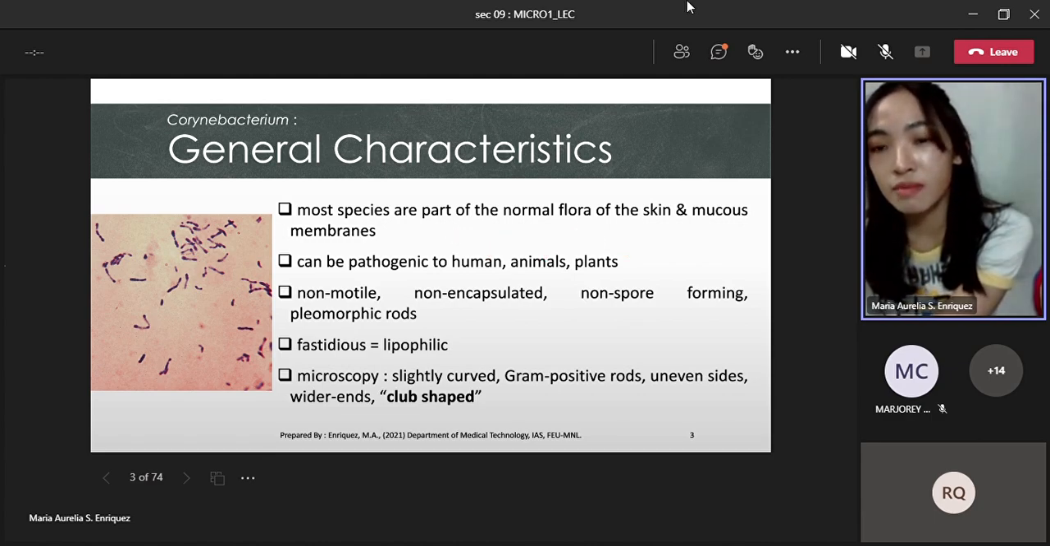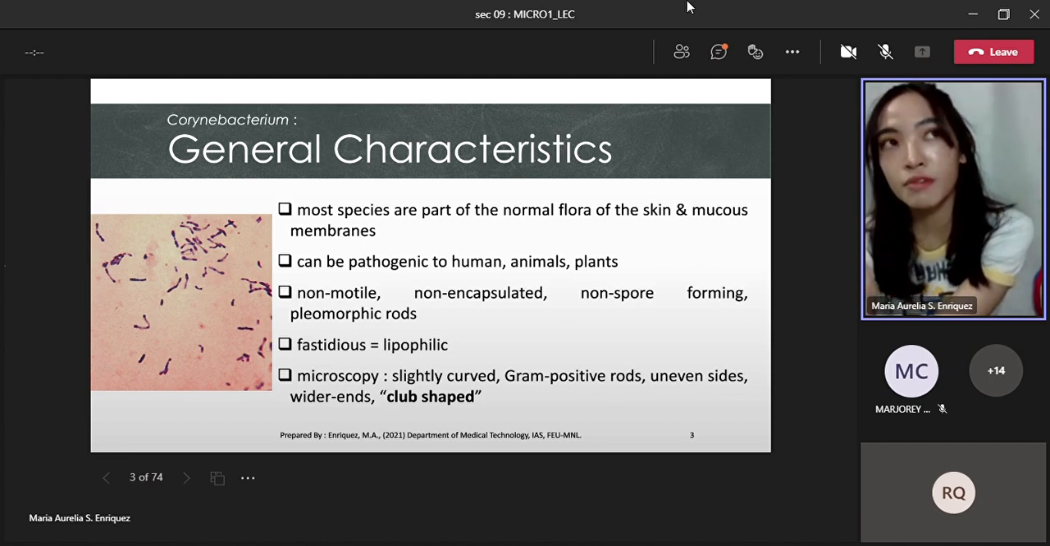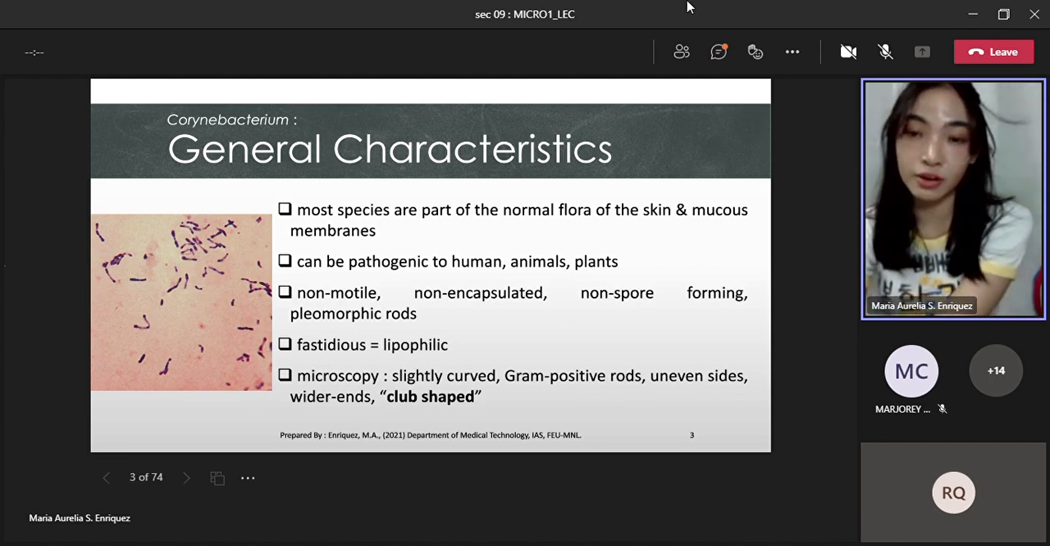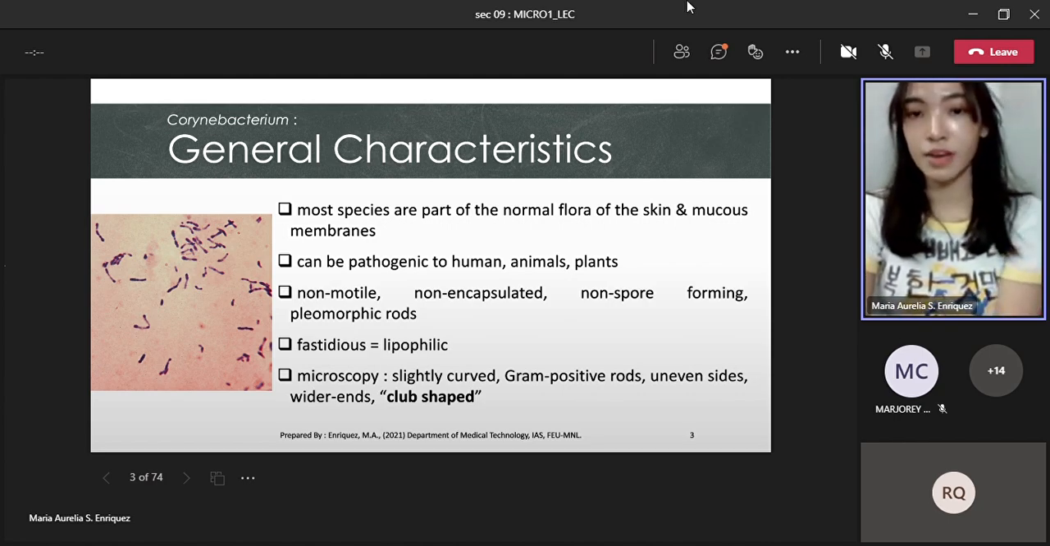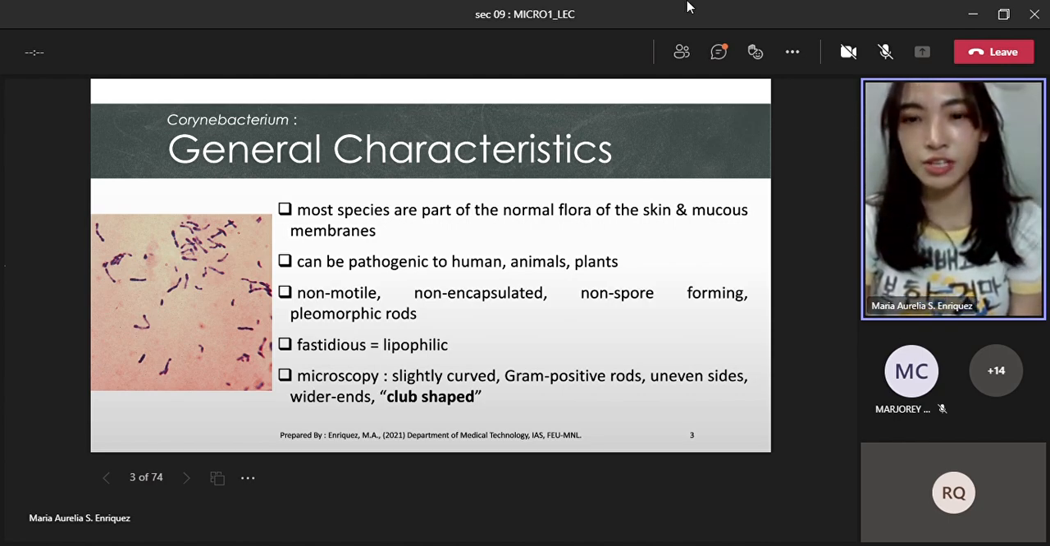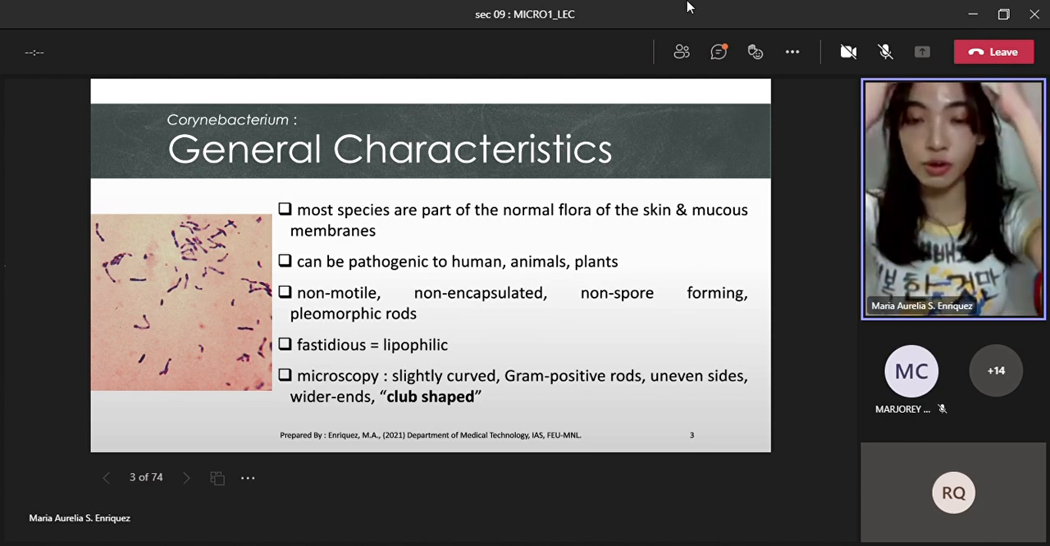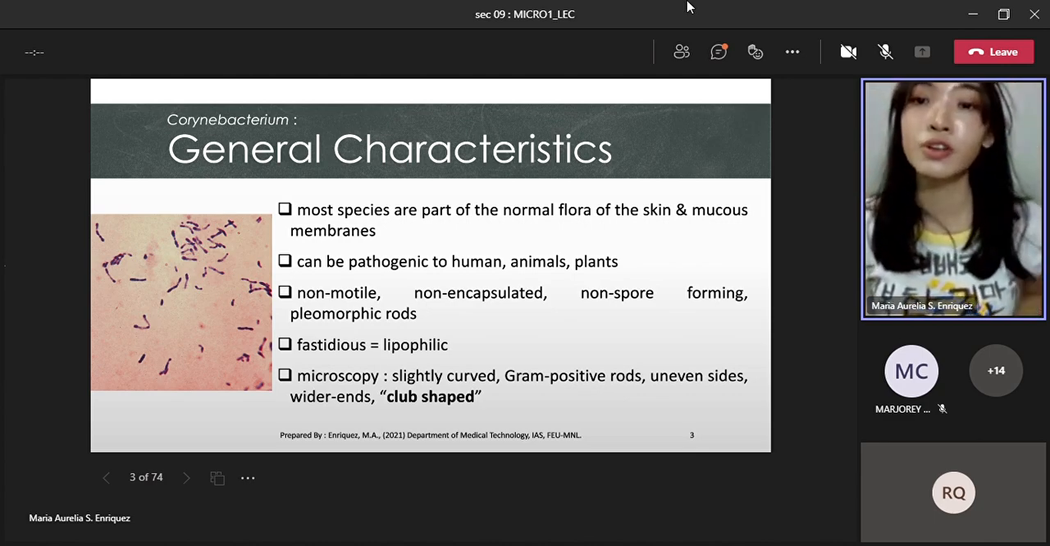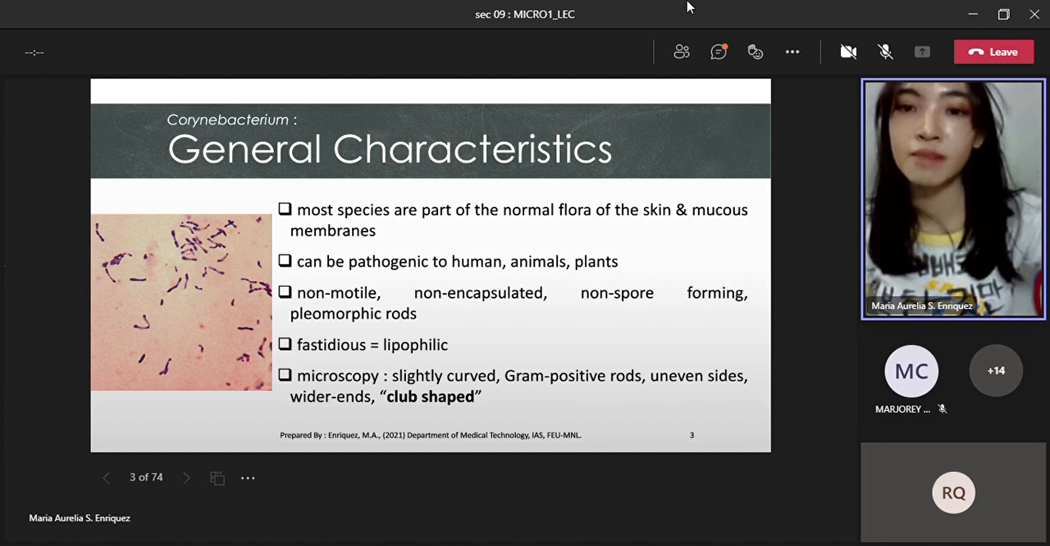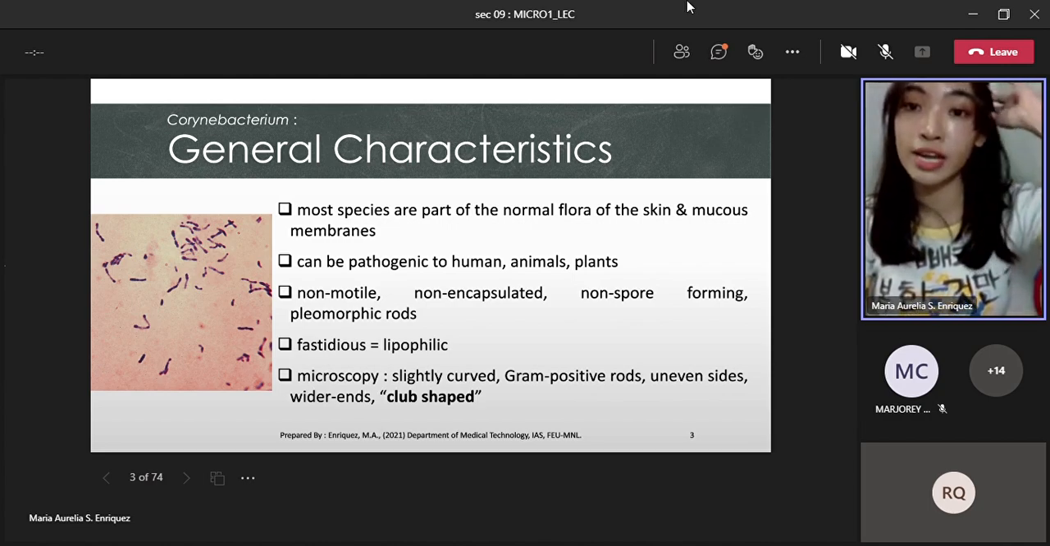Now, Corynebacteria can be divided into non-lipophilic and lipophilic species. So those lipophilic Corynebacteria, they're often considered fastidious, and they grow slowly on standard culture media. Okay, so the cultures often must be incubated for at least 48 hours.